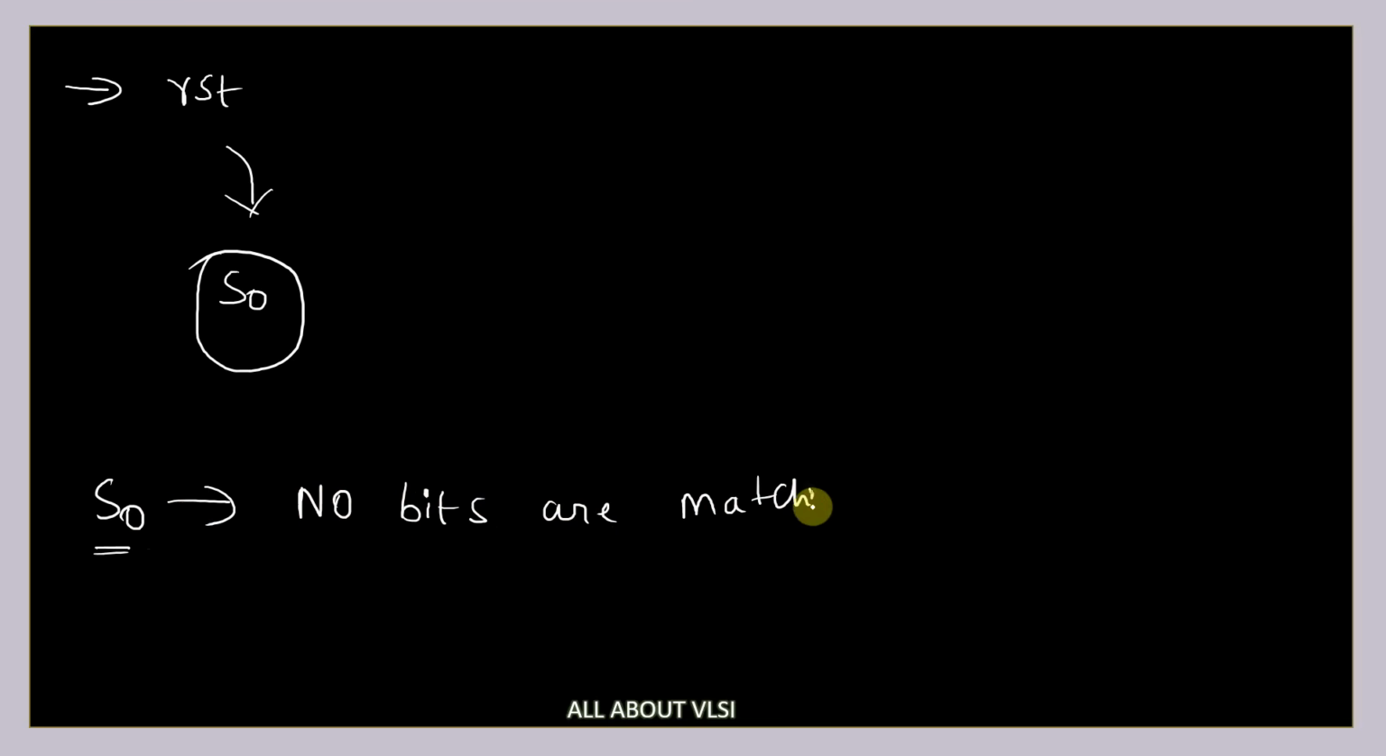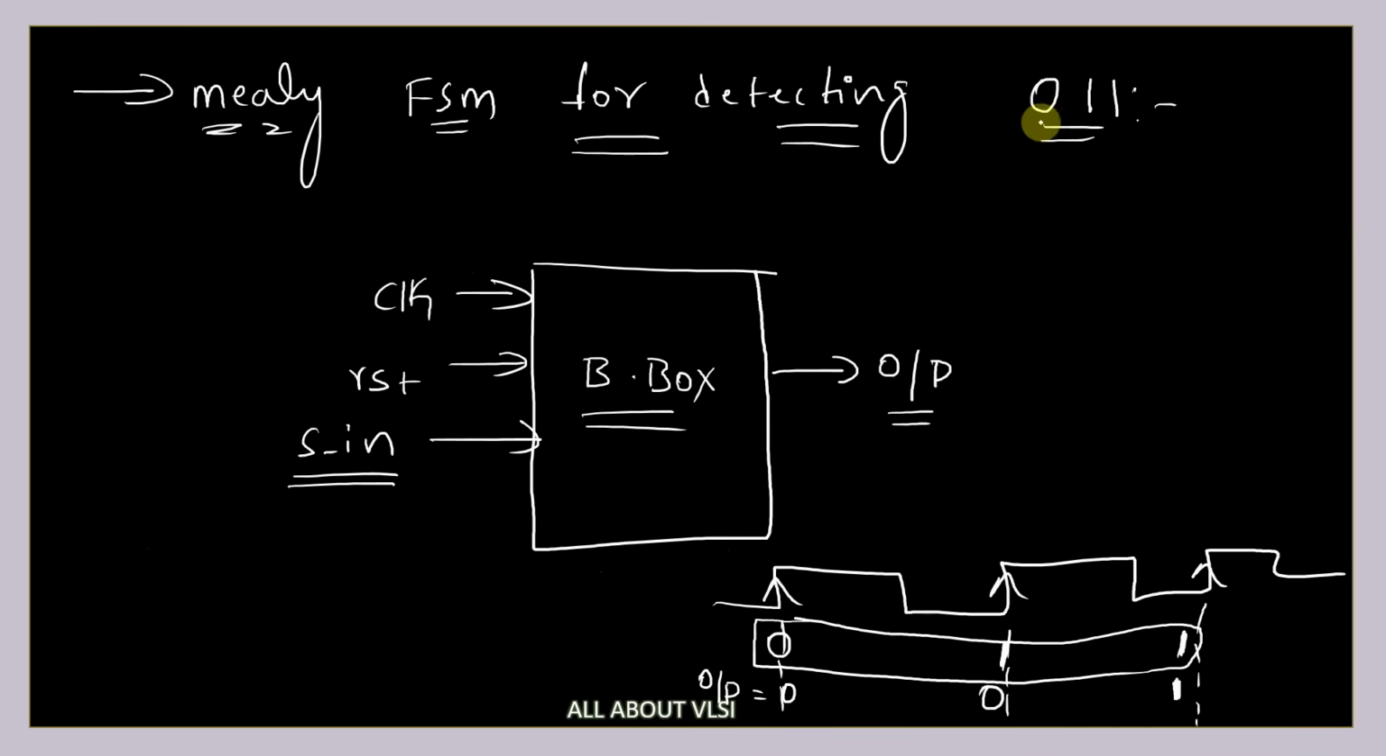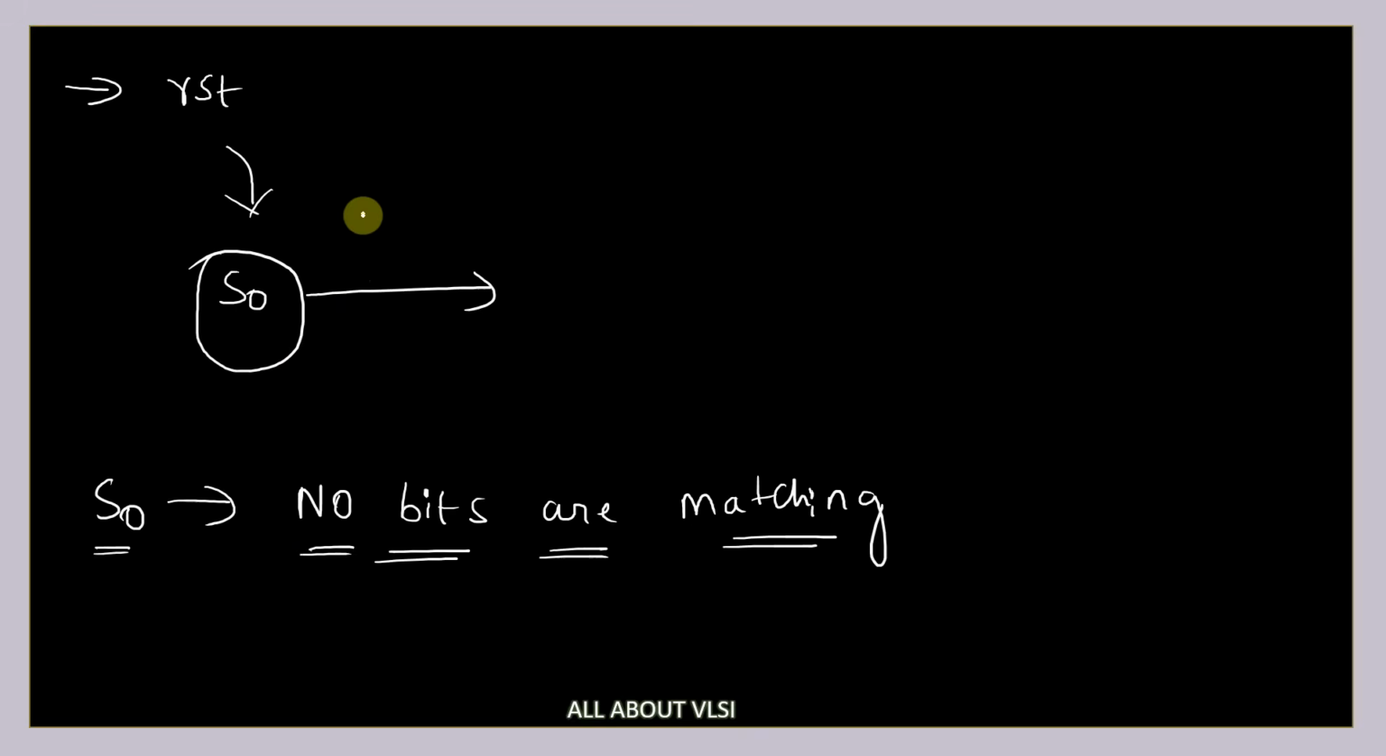Okay. So that's why in reset we are going to a state which is known as no bits are matching, if we are going to apply reset. Now from S0, let's say we have two combinations. Our input can be 0 or 1. We are going to evaluate the bits from the MSB. Let's say if my input is equal to 0, which state should I go? S1 is a state where one bit is matching.